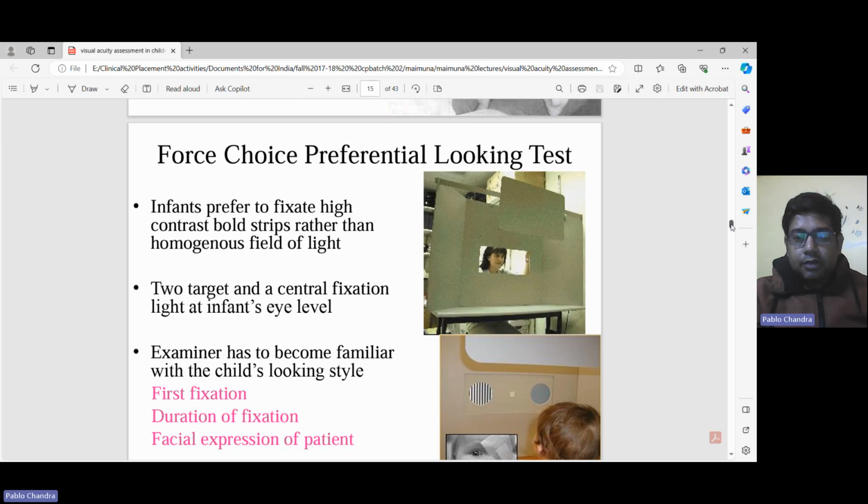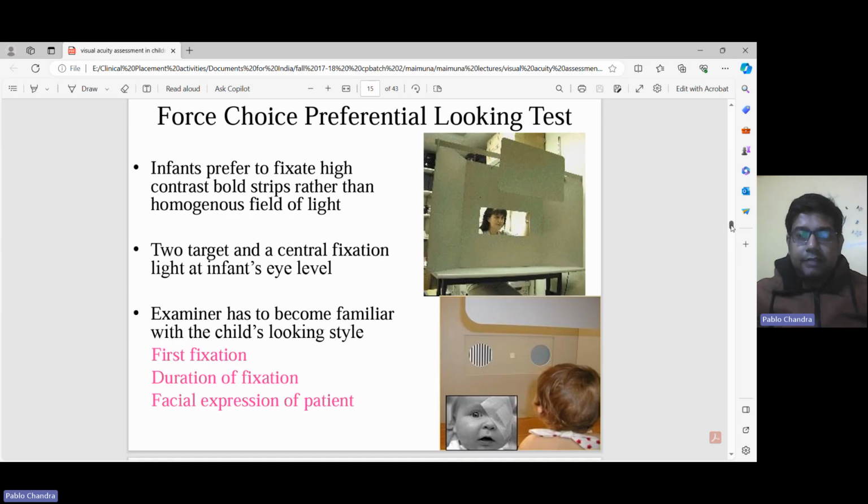Preferential looking test. Now what we do in preferential looking, this is another very interesting test. Infants prefer to fixate high contrast bold stripes to low contrast ones. You can see here one eye is patched, here one stripe is there, here another stripe is there. You change the stripe from here to here and here to here, and you check whether the patient is changing his eye from here to there and there to here.